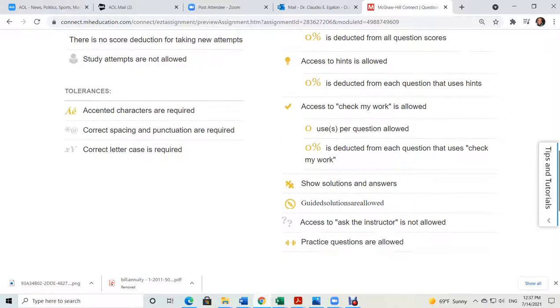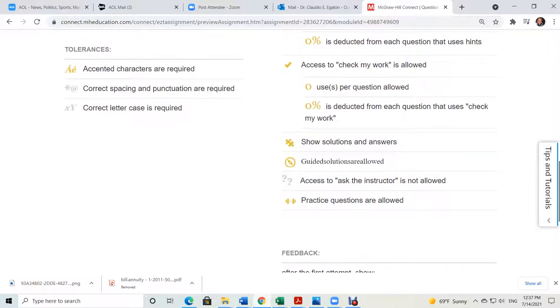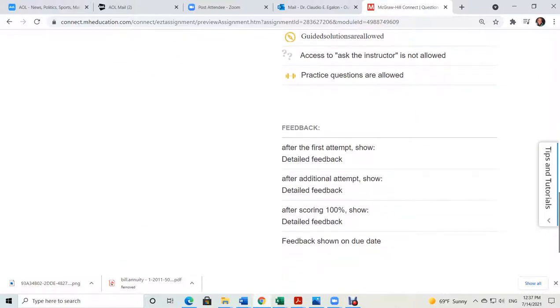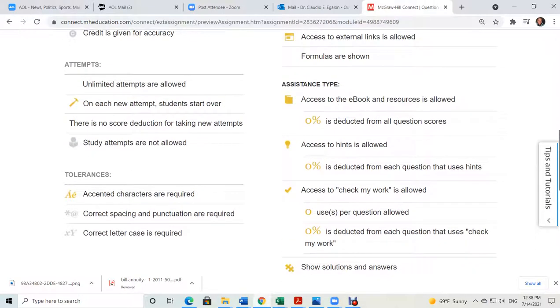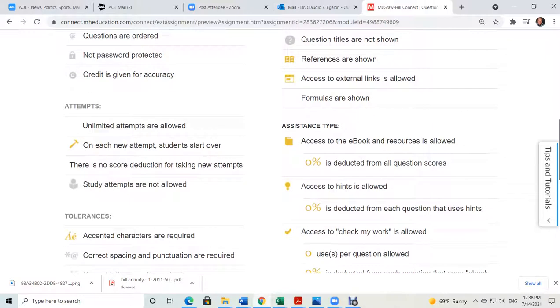They might show solutions and answers. See that? Show solutions and answers. Wow. Okay. Guided solution allowed. Access to ask the instructor is not allowed. I can change that. Practicing questions are allowed. After first attempt, show detailed feedback. After additional attempt, show detailed feedback. After scoring, detailed feedback shown. Okay, what else? Tolerances, accented characters correctly required. Correct letter case is required. We don't have accented characters there, so you don't have to worry.